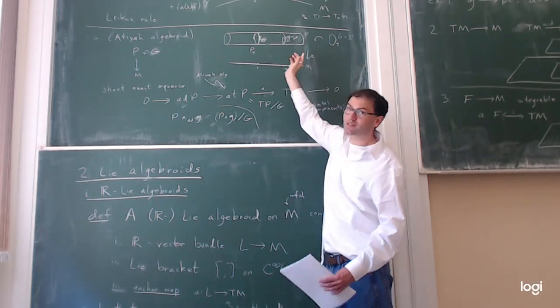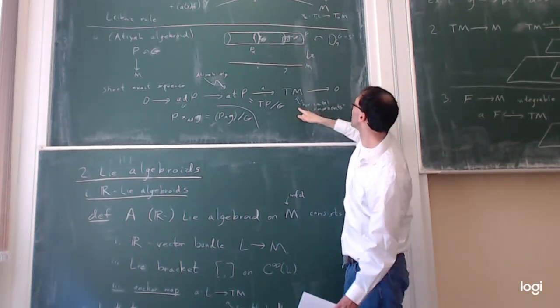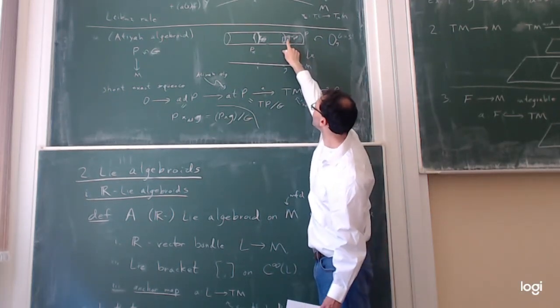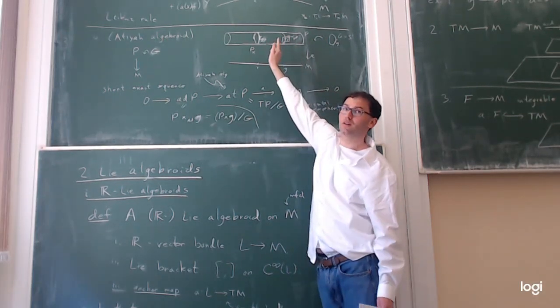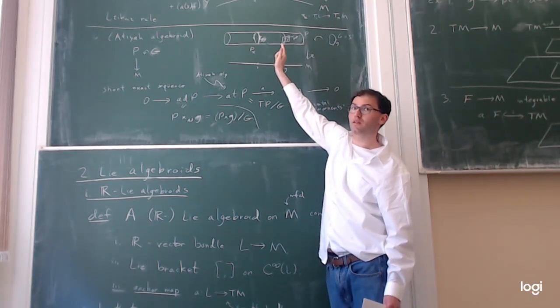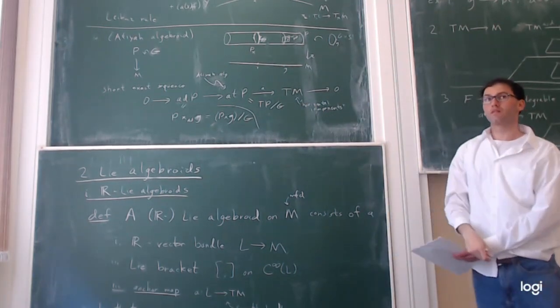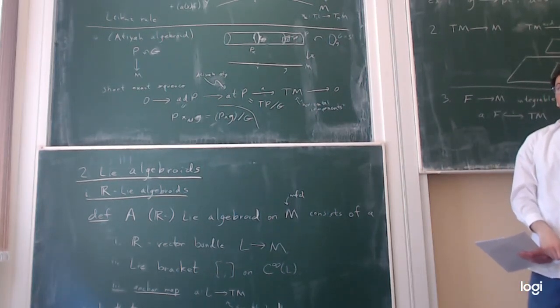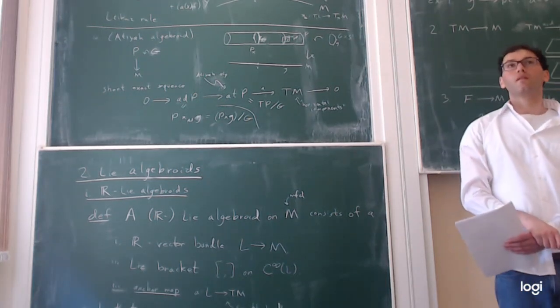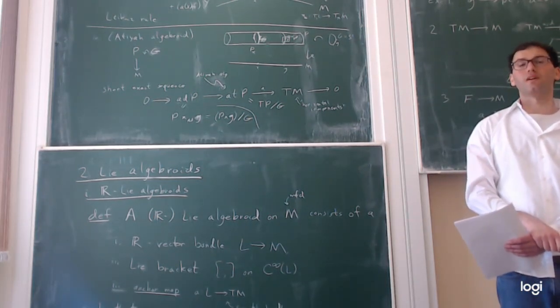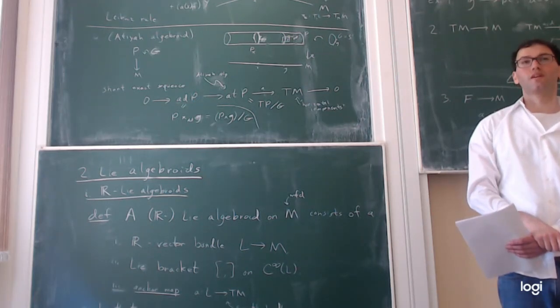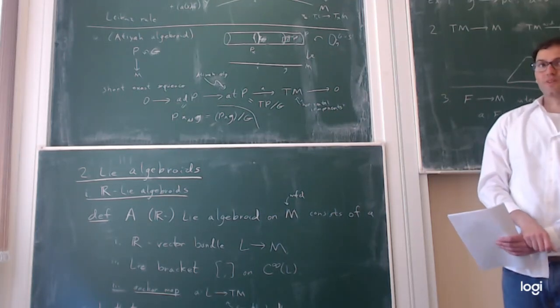The anchor map is registering, it's telling us what is the horizontal component of this generic tangent vector in P. Because when you translate in the fiber with the action of G, it doesn't change the horizontal component. It certainly won't when G is abelian. I think it shouldn't in general either.